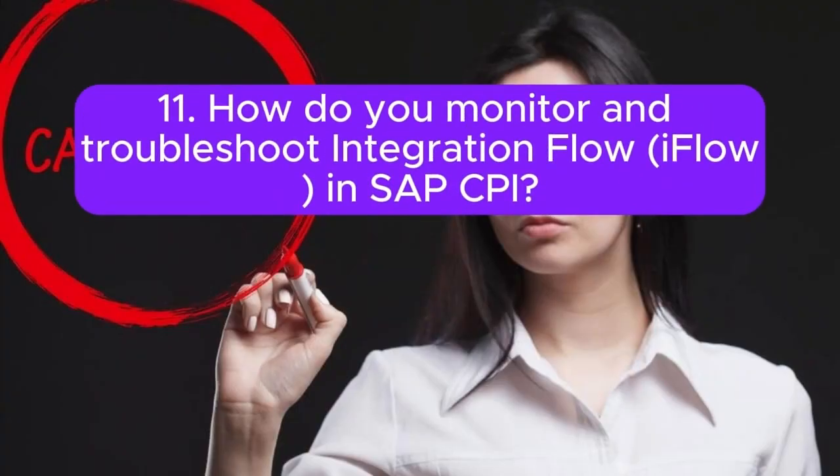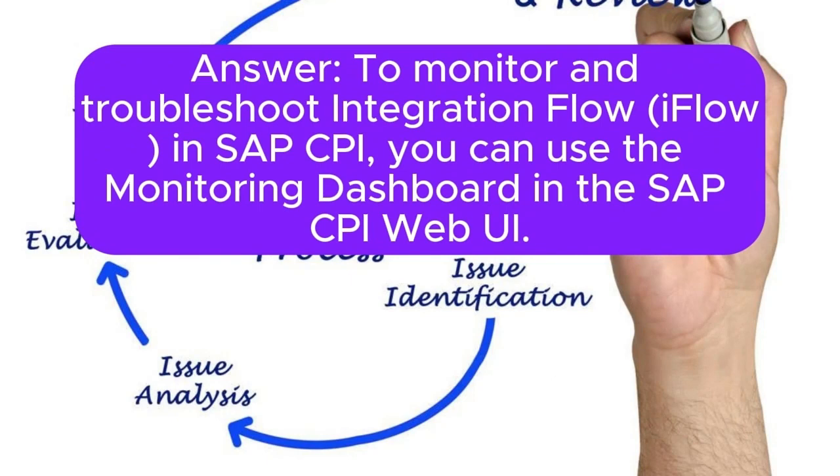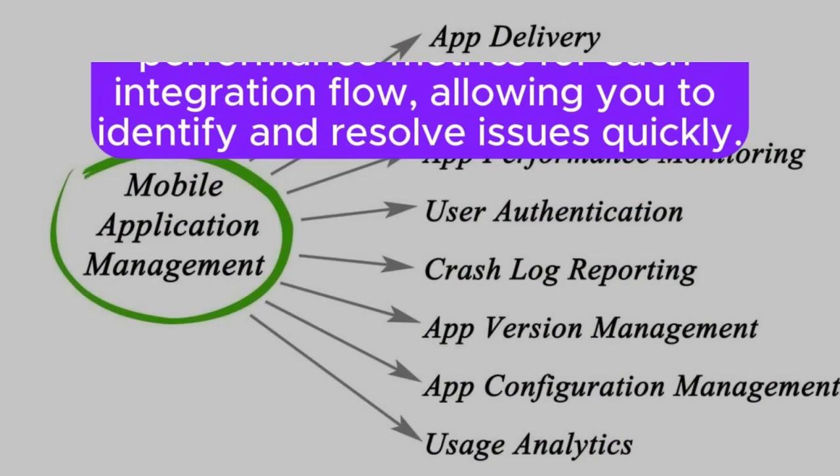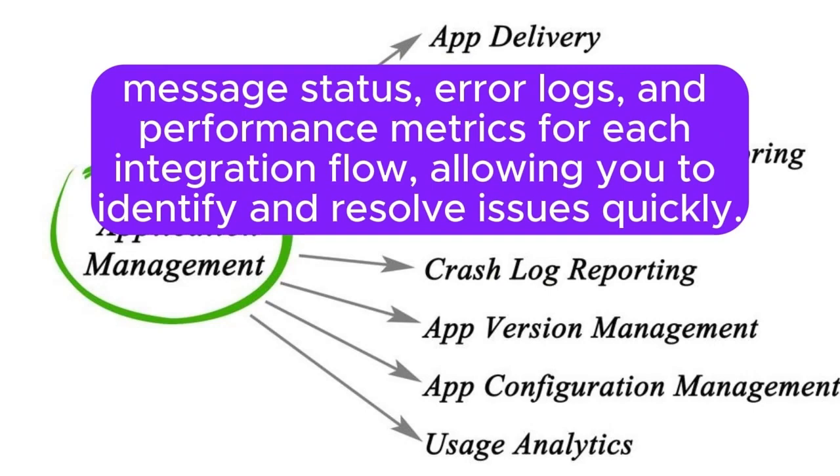11. How do you monitor and troubleshoot integration flow iFlow in SAP CPI? Answer. To monitor and troubleshoot integration flow iFlow in SAP CPI, you can use the monitoring dashboard in the SAP CPI web UI. The monitoring dashboard provides real-time visibility into message processing, message status, error logs, and performance metrics for each integration flow, allowing you to identify and resolve issues quickly.